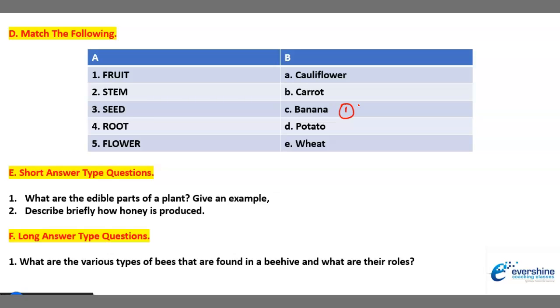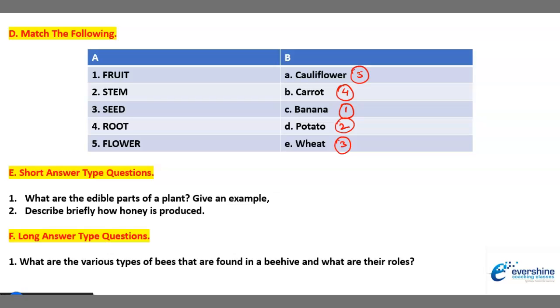Okay. Stem. Which is the stem? Potato. Okay. Seed. Wheat. Root. Carrot. Which we eat, right? As in edible. Yes. Next, flower is cauliflower. Is this clear? Good.